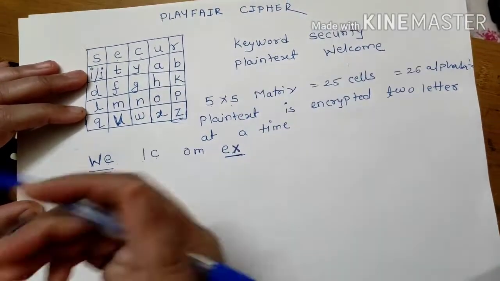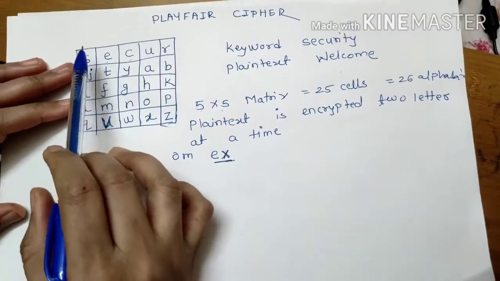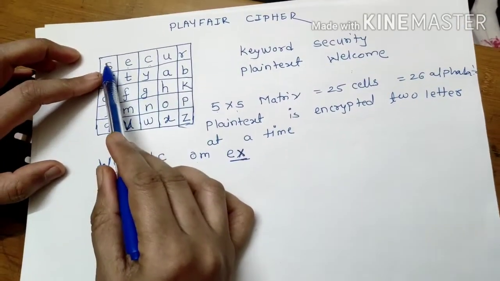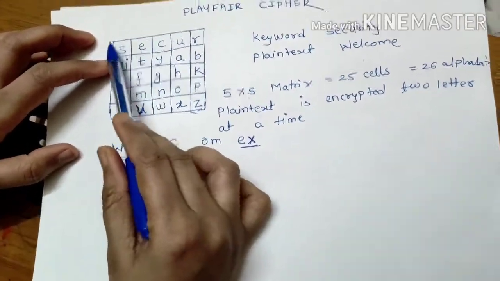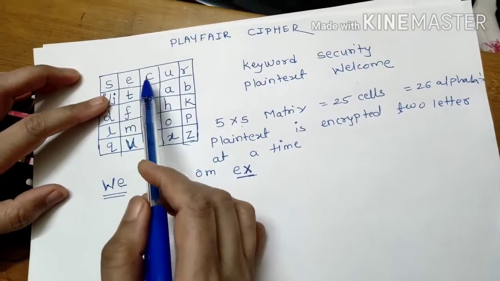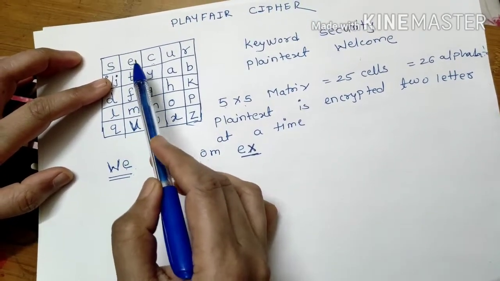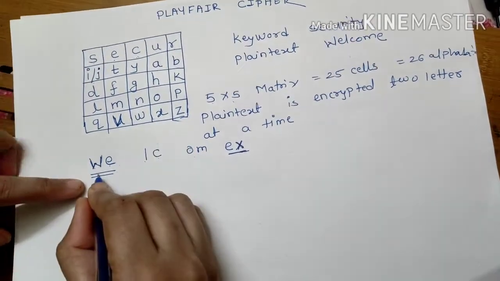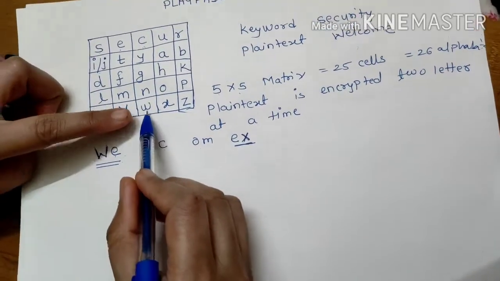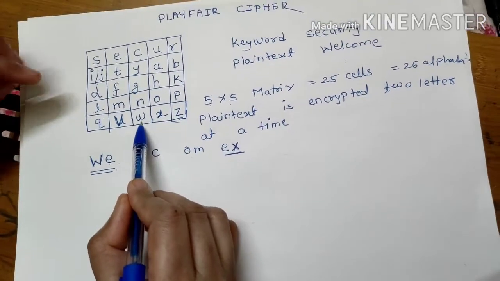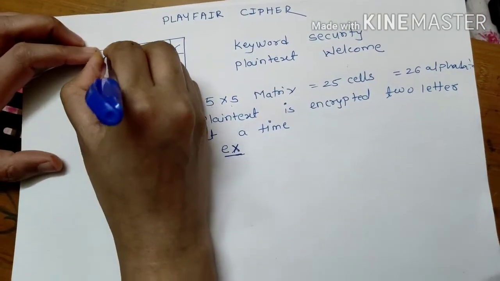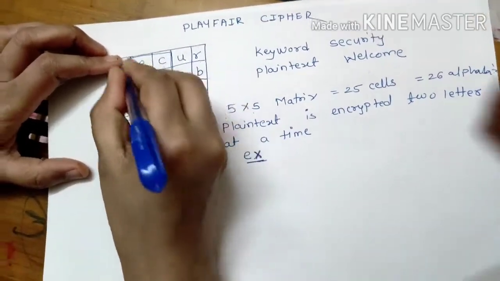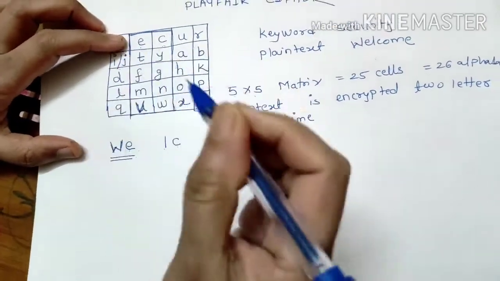Now the next rule is, if your plain text letters form a rectangle in the matrix, then each plain text letter in a pair is replaced by the letter lying in its own row and the other letter's column. Okay, we will see with the example. First we will go for WE. So find WE in the matrix. Here is the W and here is the E. Then for your convenience, draw a rectangular box for these letters.